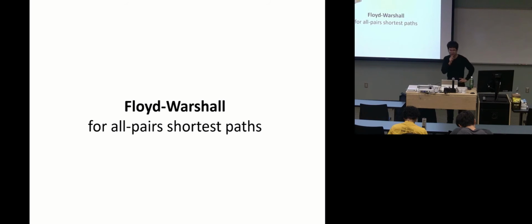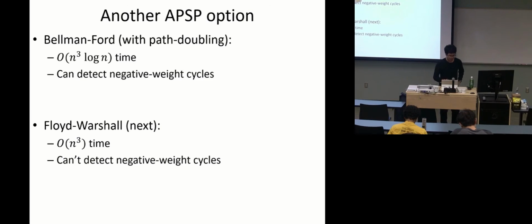Okay, good. So that's the way to compute all pair shortest path. And I want to go to one more all pair shortest path algorithm, just another classical one. It has some advantages. It's called Floyd-Warshall. It's a bit faster, it takes n cube time instead of n cube log n. But it cannot detect the negative weight cycle.